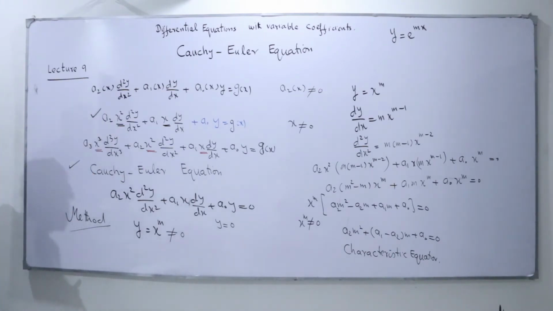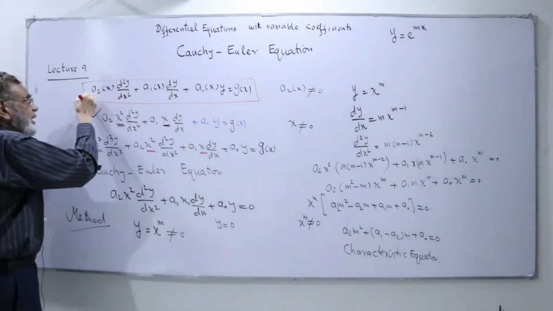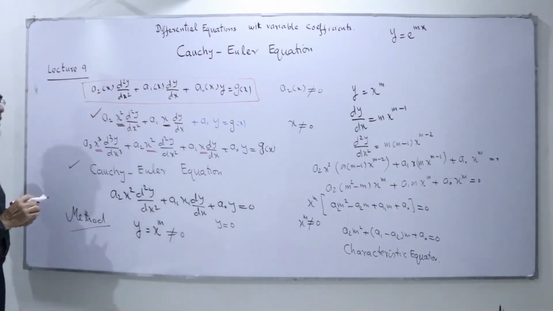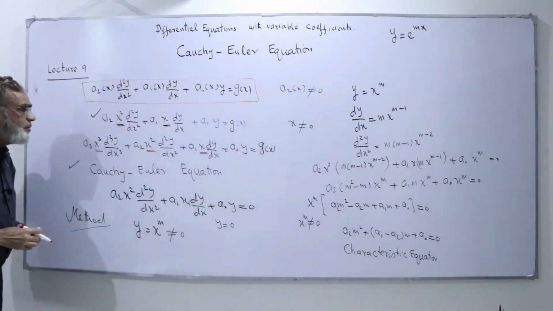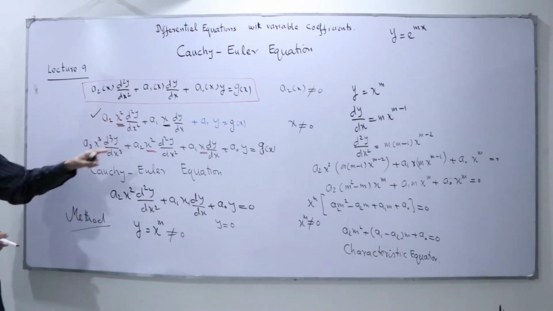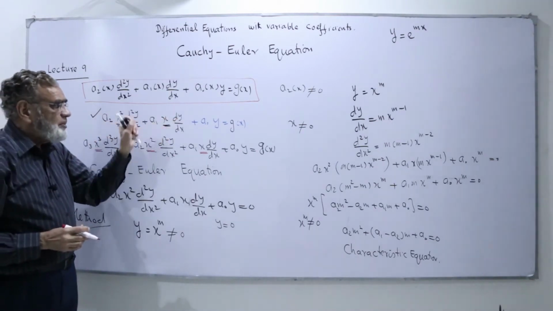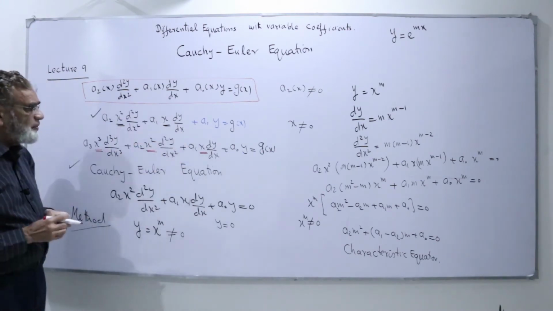So I'm having here a general equation, an equation with variable coefficients. So a2 of x is a variable, a1 of x is a variable function of x. But I put the condition a2 of x is not equal to 0. We write a special case that we are having here the second derivative multiplied by x squared, first derivative multiplied by x, and then without x, and we are having this special form of equation.